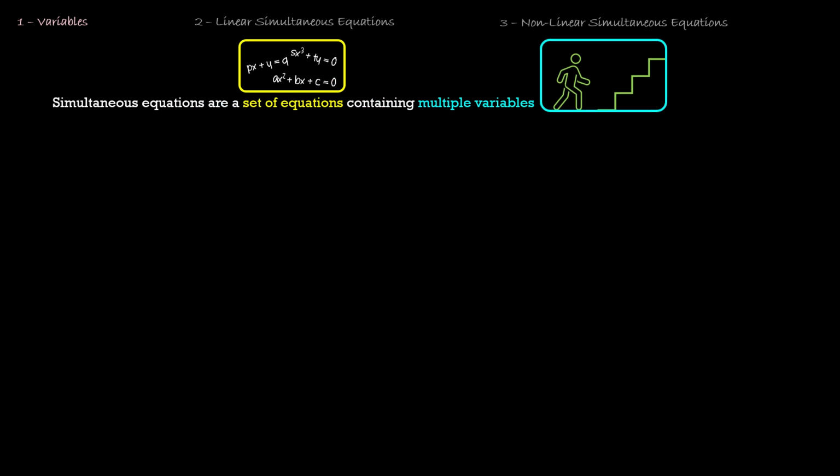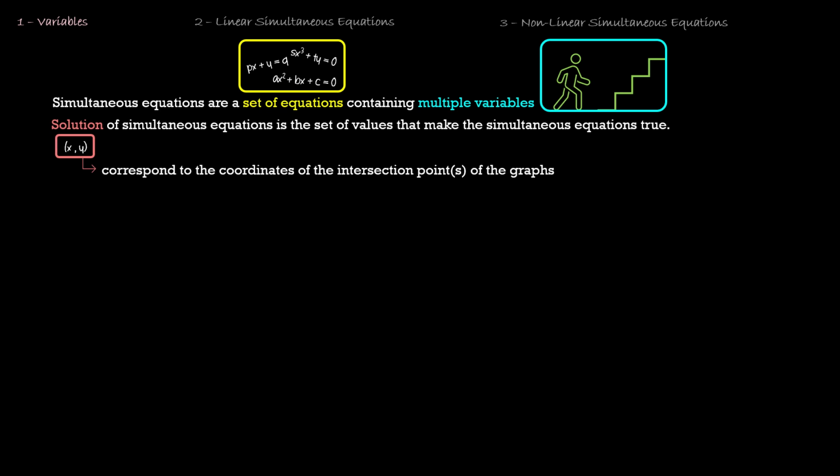Let us focus on the two-dimensional plane. We denote the path with the letters x and y, where the position is known as a solution. This is just a set of values that makes the simultaneous equation true. We often represent it in the coordinate system, (x, y), and this is called the intersection point of the graph. Graphs are simply lines or curves drawn on a piece of paper.